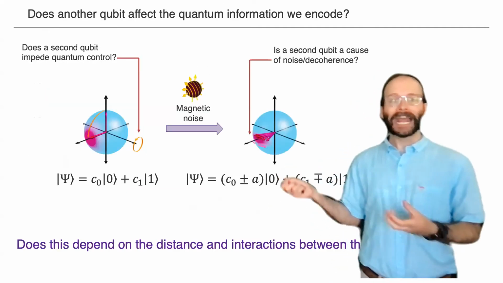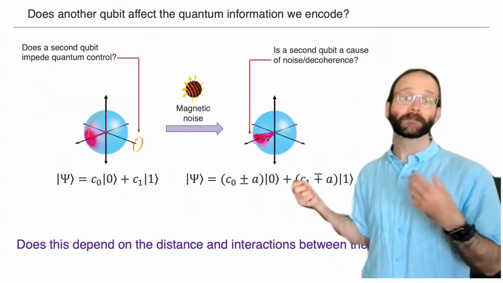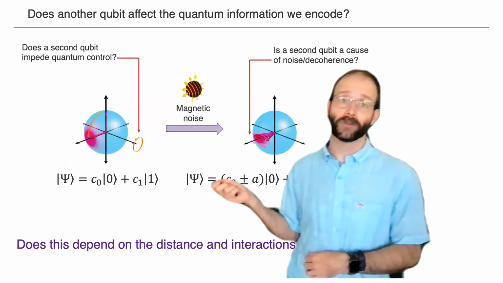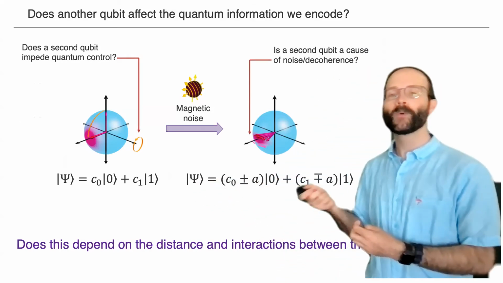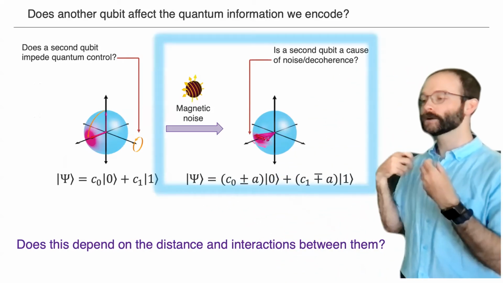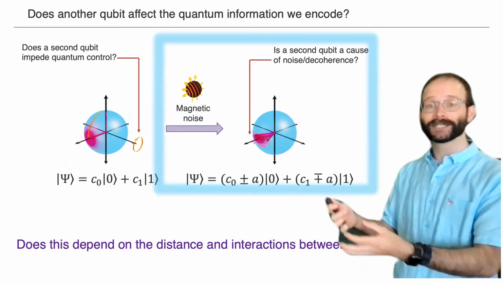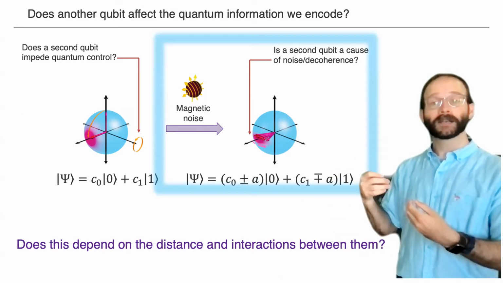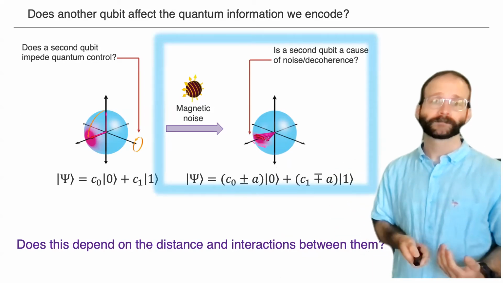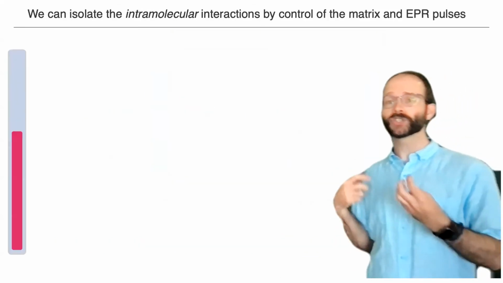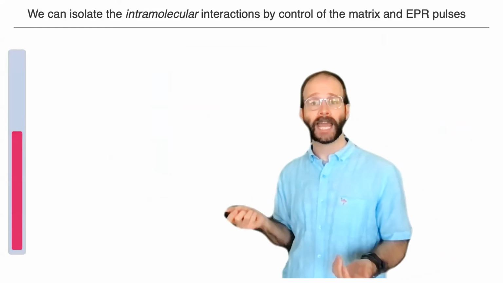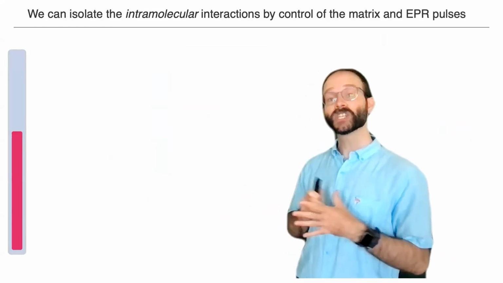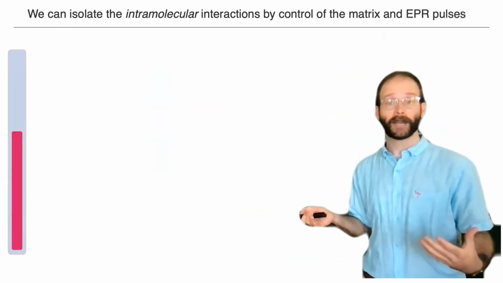So we understand now how a second qubit impedes or not our quantum control of the first. And so now we want to look at how the quantum information that we write into those qubit states gets affected by the presence of a second qubit. And again, this is an intramolecular phenomenon that we're trying to disentangle. And so we have to isolate it from the intermolecular interactions that could dominate.